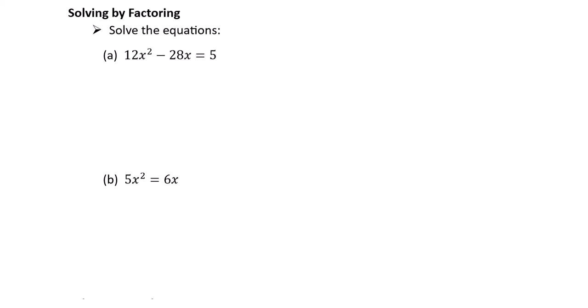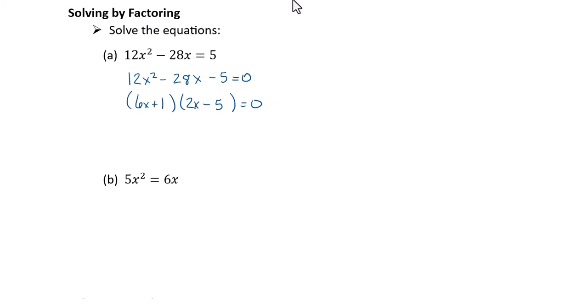So now let's practice solving by factoring. Solve these equations. The first one, 12x squared minus 28x equals 5. For us to start factoring, we need to have everything on one side equal to 0. So I'm going to subtract 5 from both sides. Now, when I factor this, using whatever method of factoring you want to use, we'll have 6x plus 1 times 2x minus 5 equals 0.